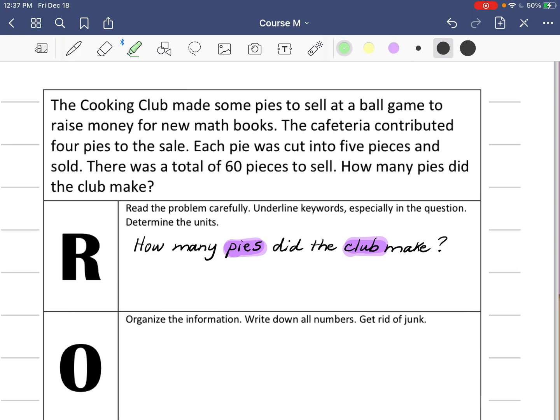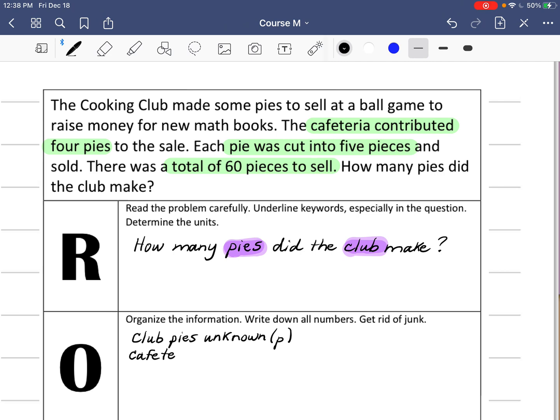So if I highlight, I have the cafeteria, not the club, did 4. They tell me that each pie was cut into 5 pieces and that there was a total of 60 pieces to sell. So here's what we know. We know that the club pies are the unknown. We don't know how many pies. So I'm going to let that be the letter P. We do know that the cafeteria did 4 pies.